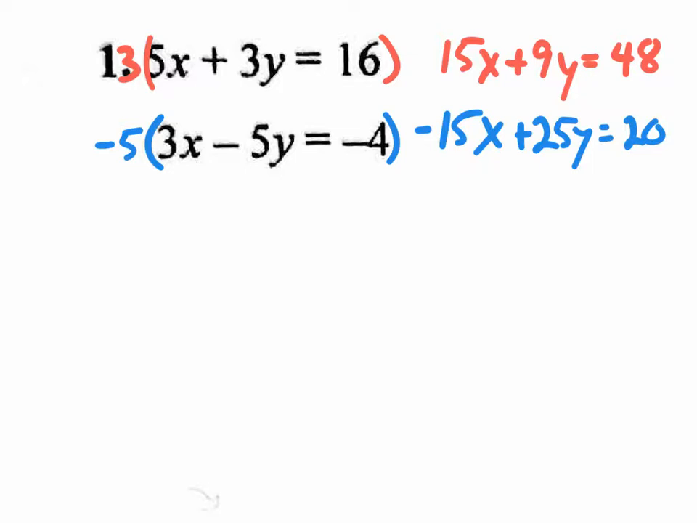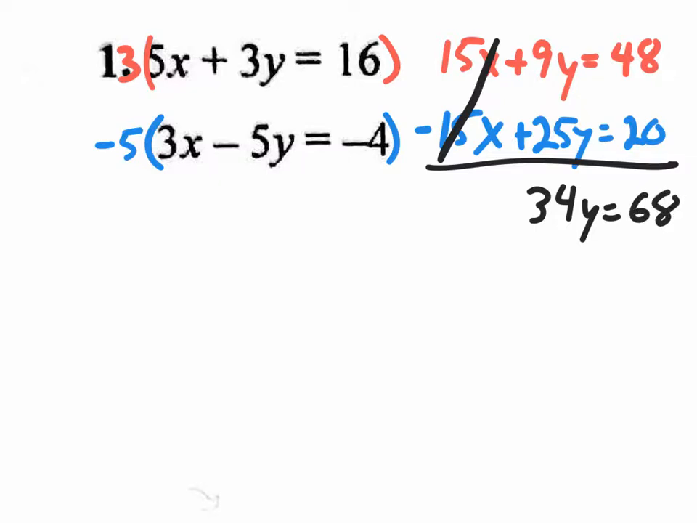And now it's ready to combine, cancel, and solve. So we're going to combine the x's, eliminate. We did that on purpose. We chose to cancel out those x's. And 9 plus 25, that's 34. And we're talking about y's. And it equals 48 plus 20 is 68. You divide both sides by 34. We end up with y equals 2.